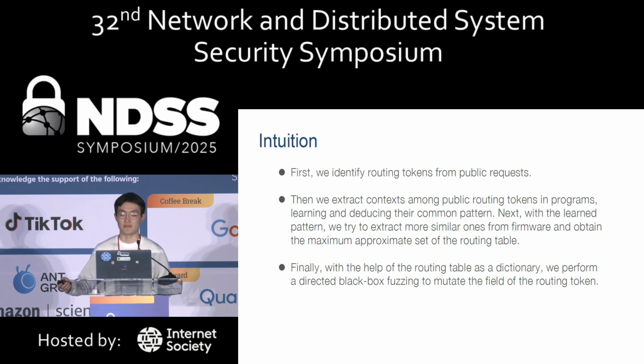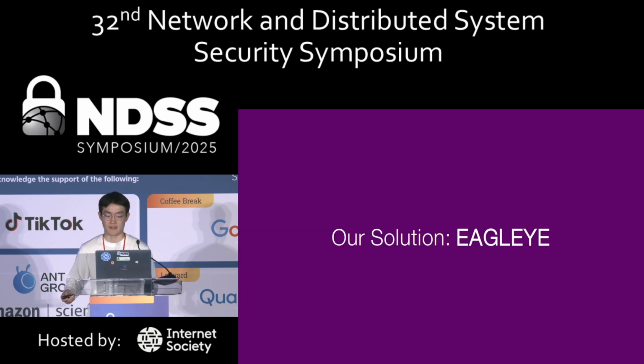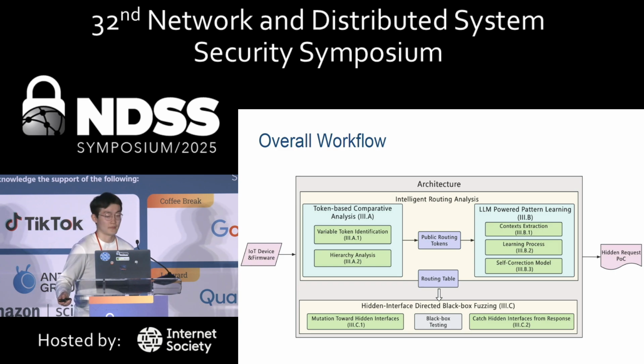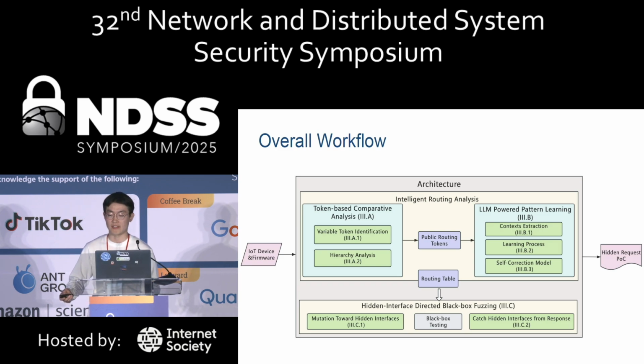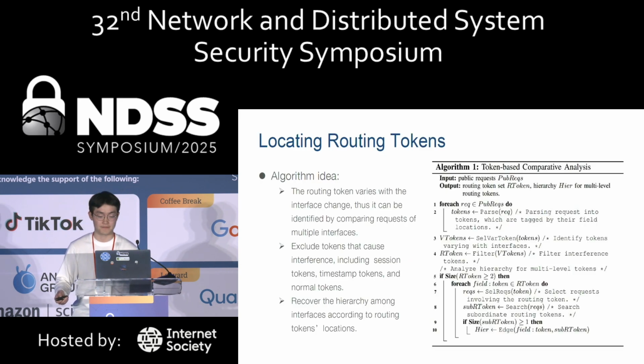Black box fuzzing is convenient and avoids the dependency on heavy instrumentation and rehosting. Their solution, EAGLEYE, was developed based on this intuition. The solution comprises two stages: intelligent routing analysis and directed black box fuzzing. In the first stage, routing analysis extracts the routing table from the firmware, leveraging the LLM's pattern learning capabilities. In the second stage, they perform directed black box fuzzing to expose hidden interfaces.